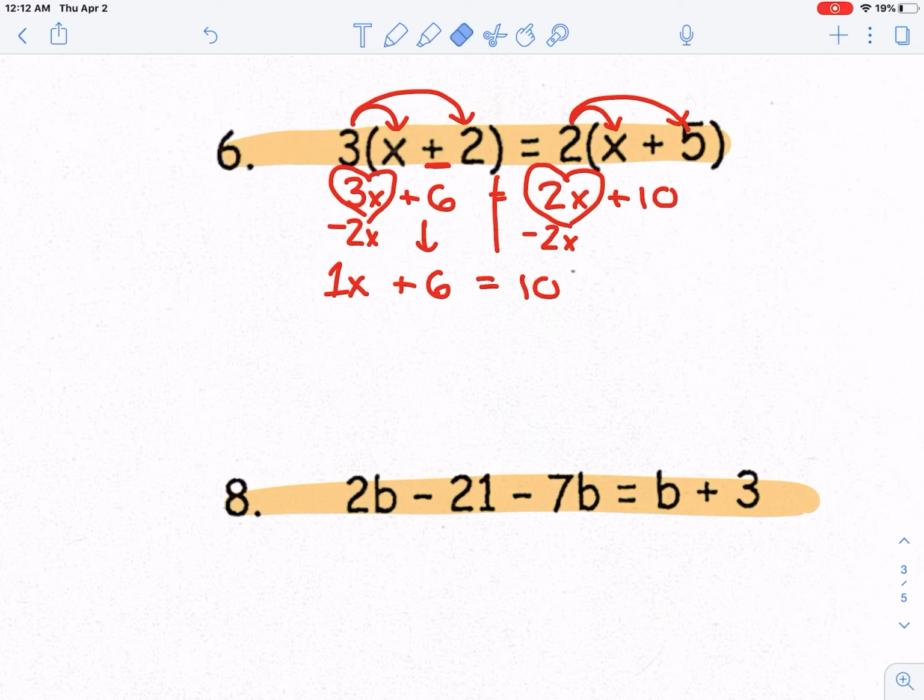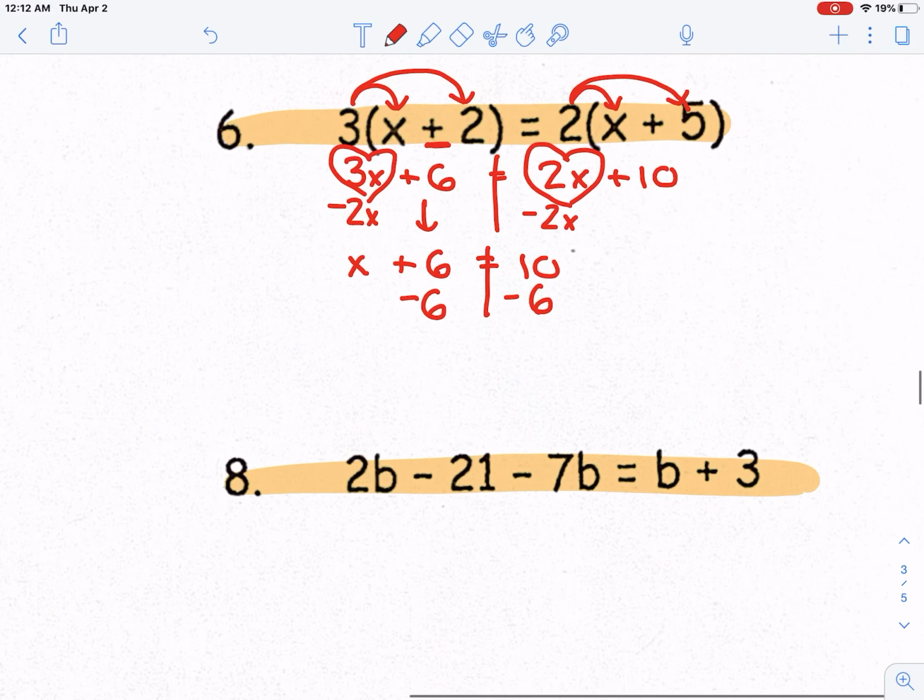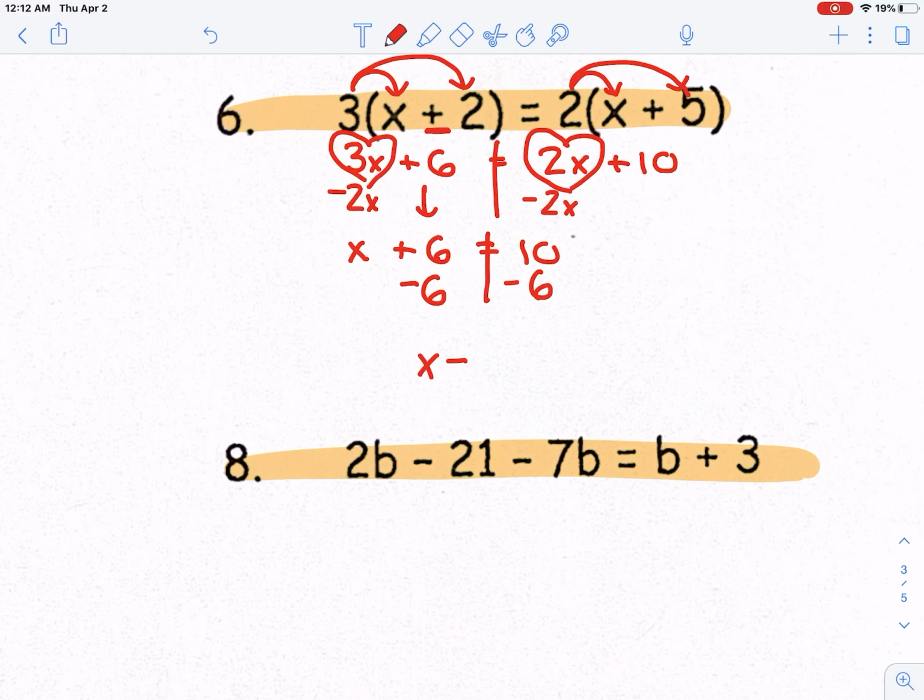So again, now all we have to do is solve for our x. And to get that by itself, that's pretty easy. We just have to undo adding 6 to it. So we're going to subtract. And we are left with x equals 4.